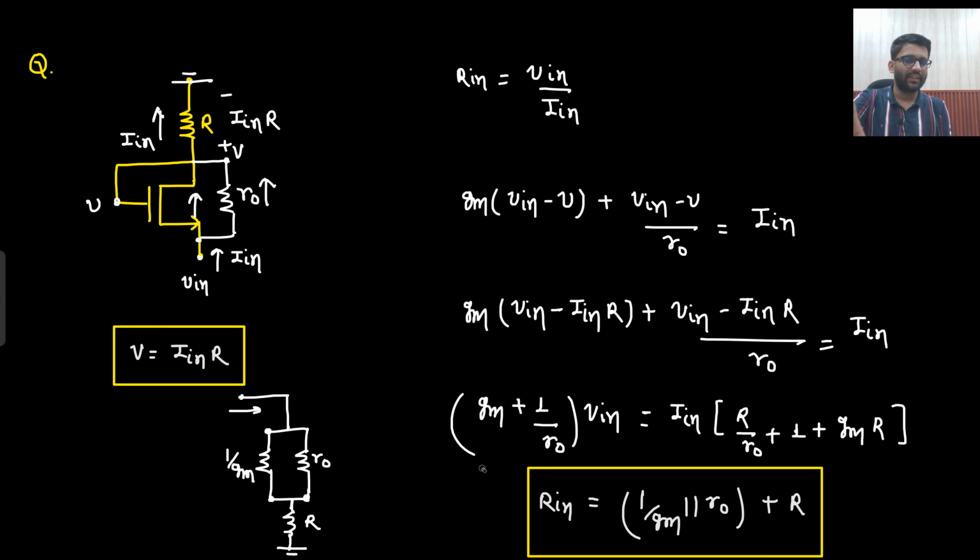Did you understand this one as well? This was also pretty good. Here the thing I told you: from source to gate, and gate and drain are connected. So from source to drain I see 1 by Gm, from source to drain I see R naught, from drain to ground I see R. So this is how I can write down the resistance.